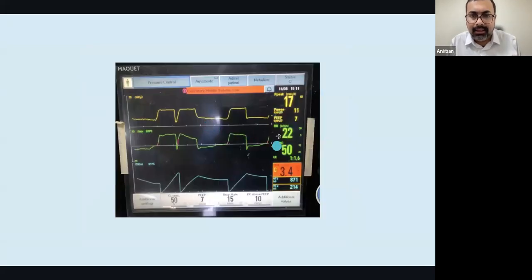What happened in this case? We can see that the inspired tidal volume is 870, however, the expired tidal volume is 214. So if you see the volume scalar, you can see the volume scalar abruptly goes down before meeting baseline. So this is a case of extensive leak in the circuit. So from your scalars, you can also detect if the ventilator circuit has leaks.